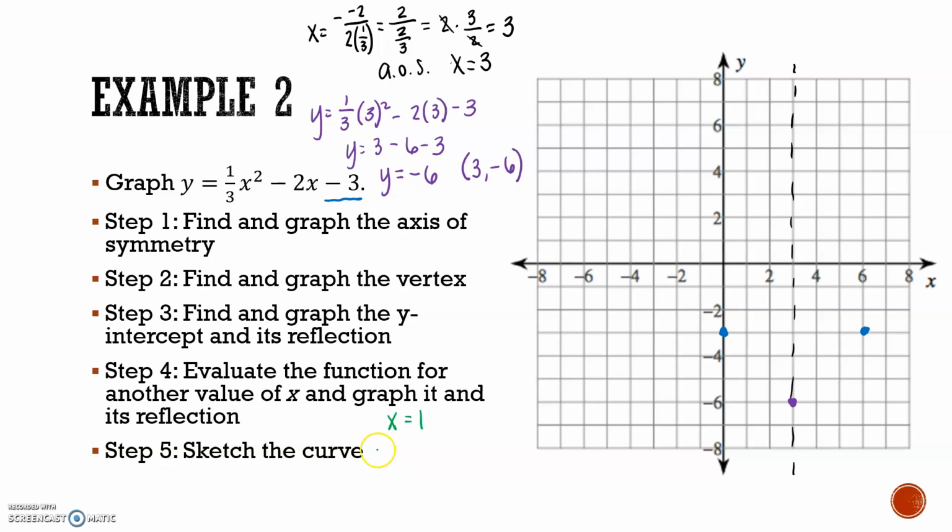So x equals 1 would give me y equals 1/3 times 1 squared minus 2 times 1 minus 3. So this would just give me 1/3 minus 2 minus 3. But if I make these be over 3 so that I can add and subtract, I would get 6/3 and 9/3. So I'd have 1 minus 6 is -5. -5 minus 9 is -14/3. So I'm going to go to x equals 1 and then -14/3, which is almost at -6, or sorry, almost at -5, but not quite. Uh-oh.